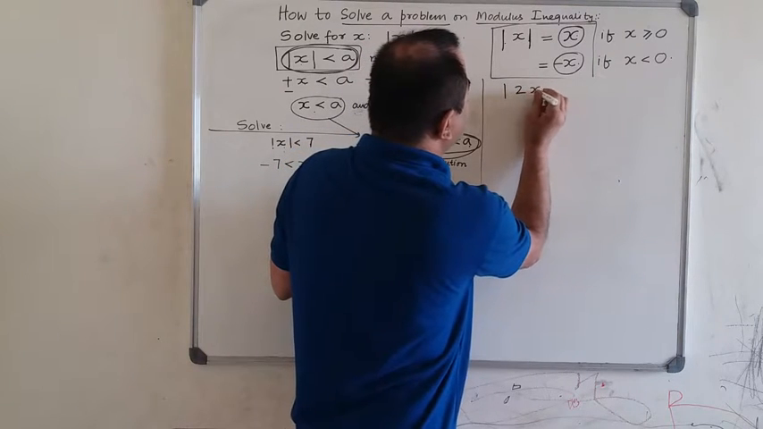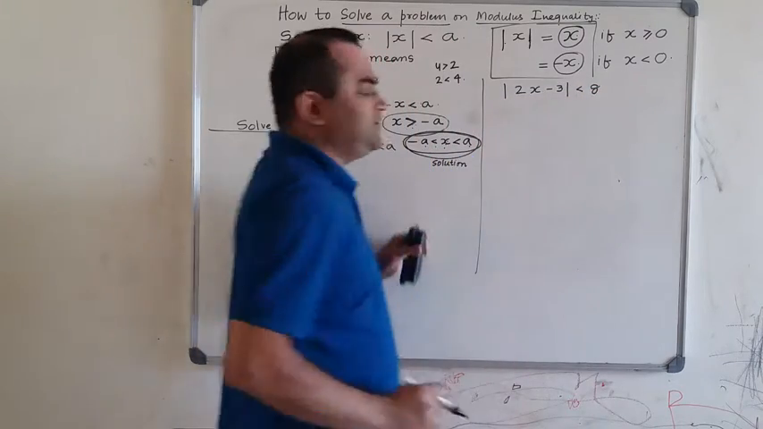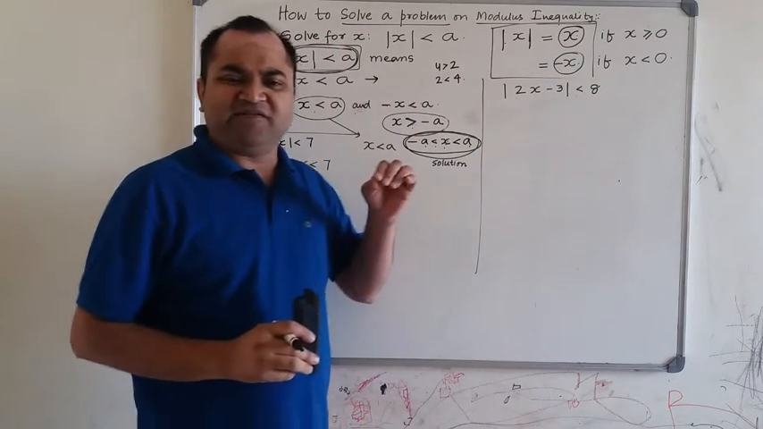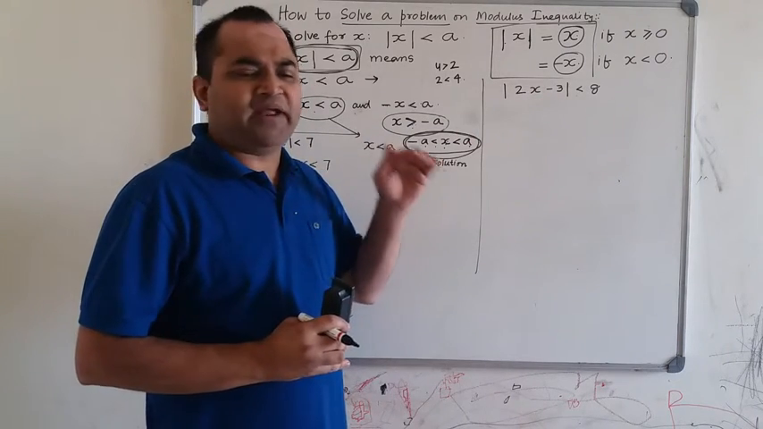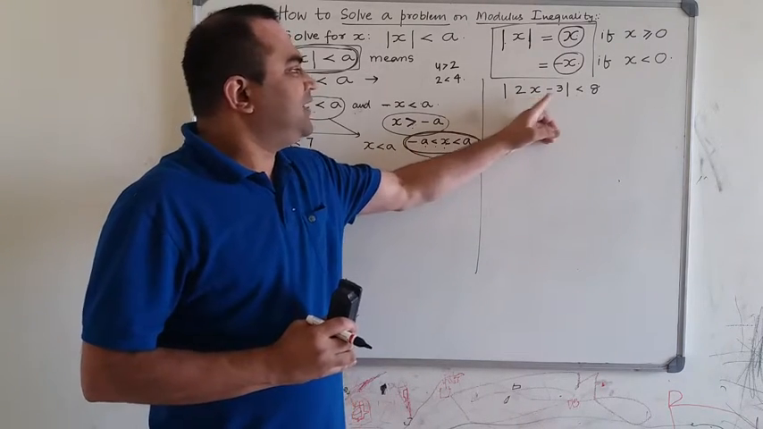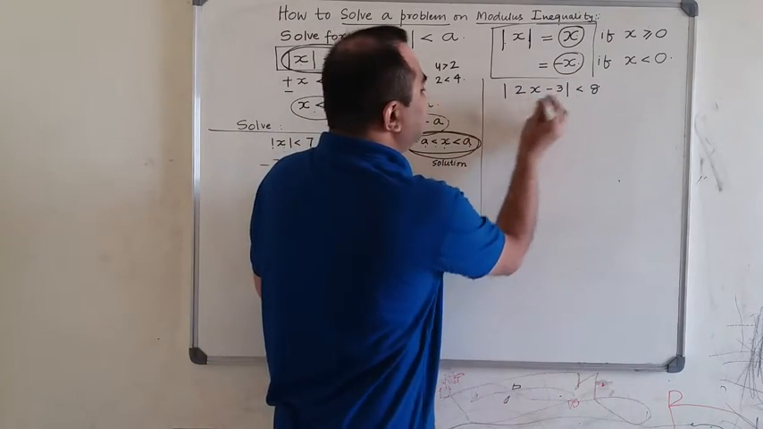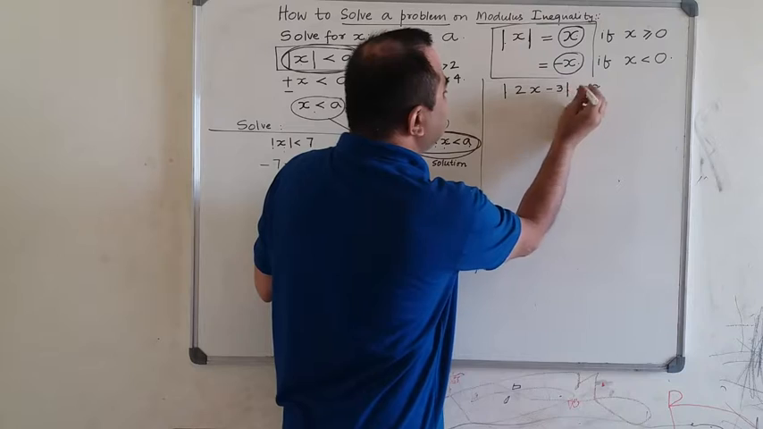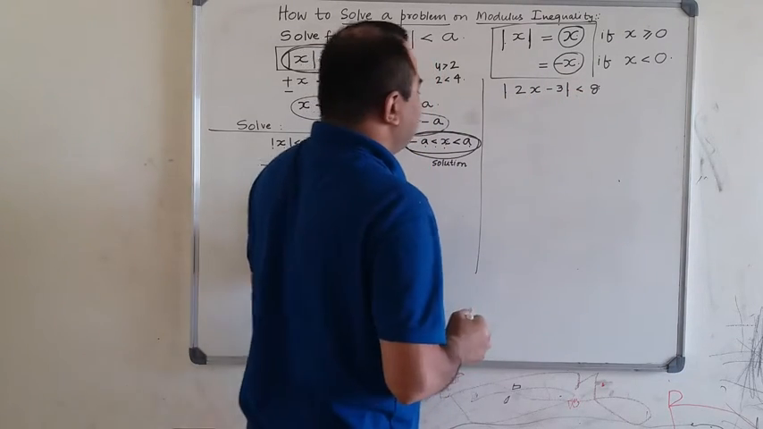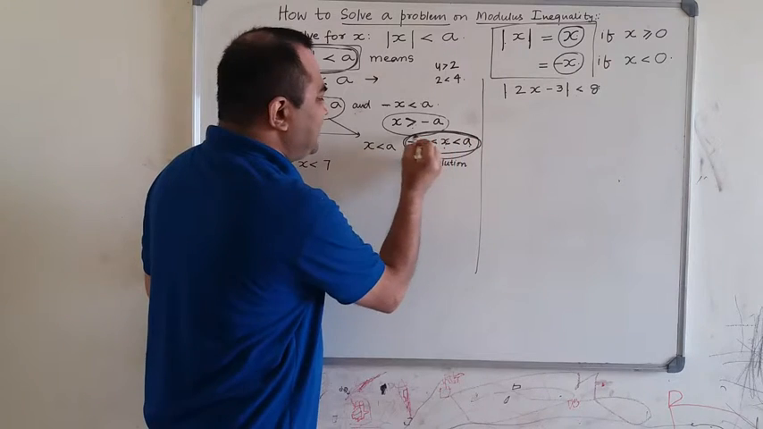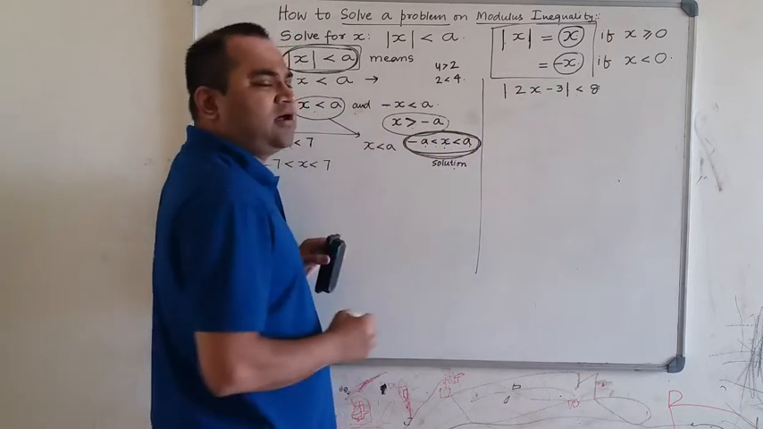Suppose mod x minus 3 is less than 8. Then what is the solution of this mod inequality? Solve for x this absolute inequality on this absolute value. We will read the question as mod 2x minus 3 must be less than 8. Find x. Solve for x. So let us use this inequality again as the solution for this also.